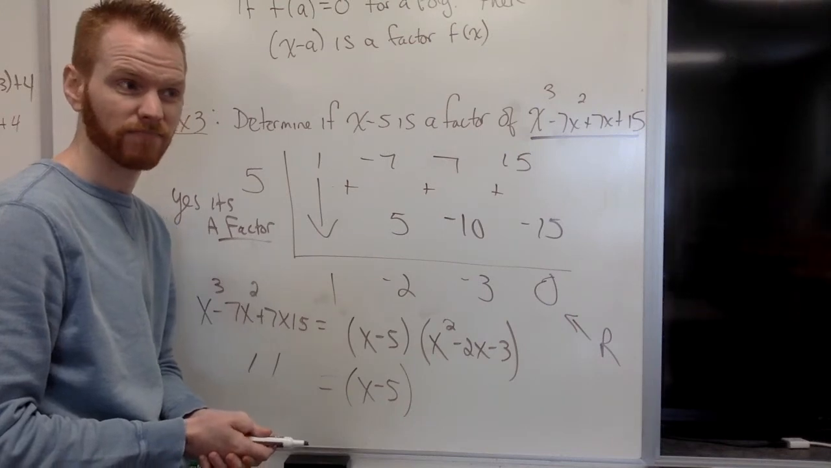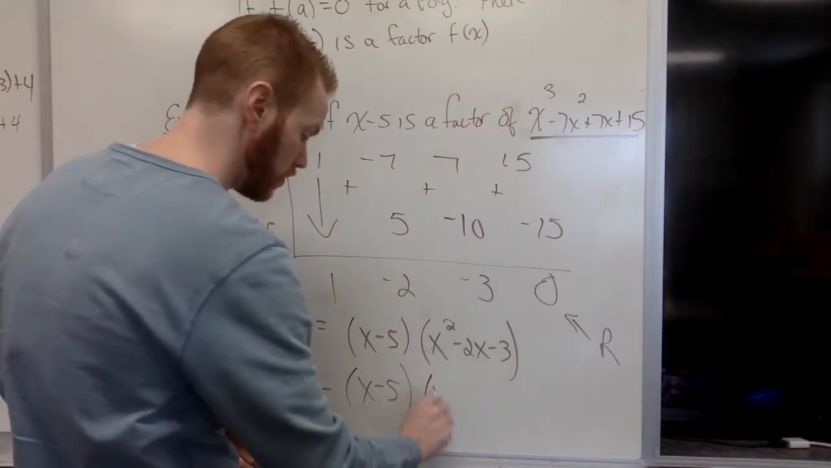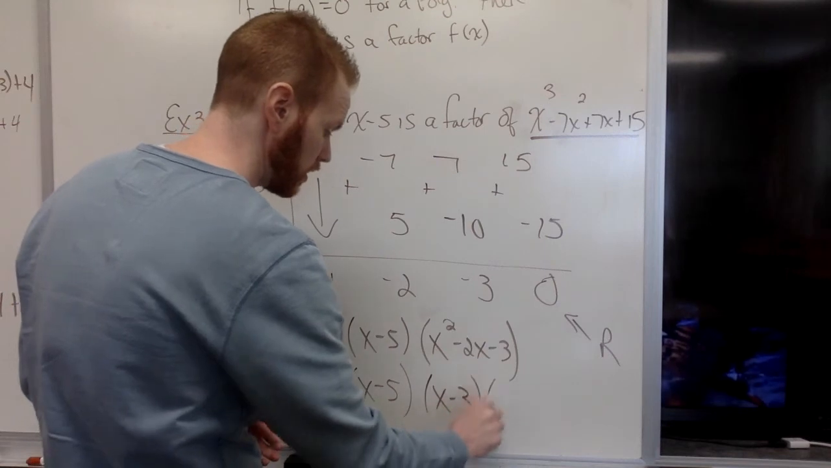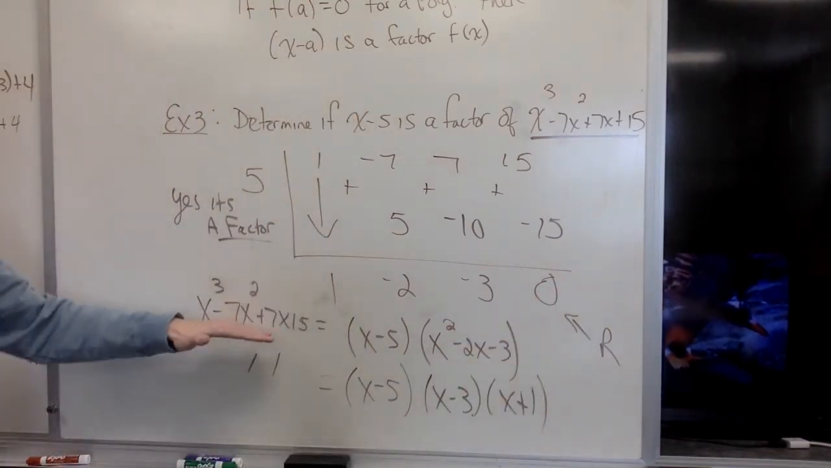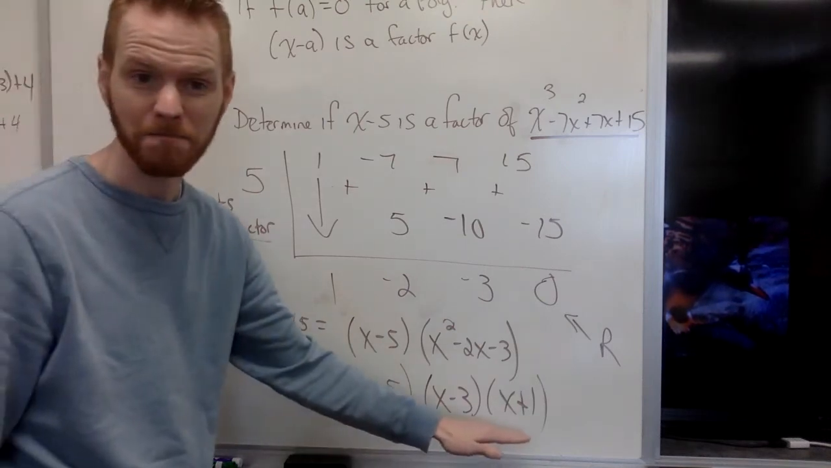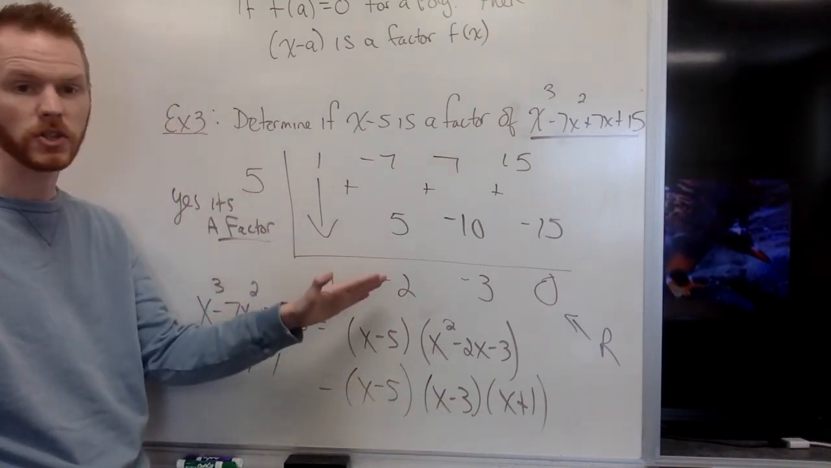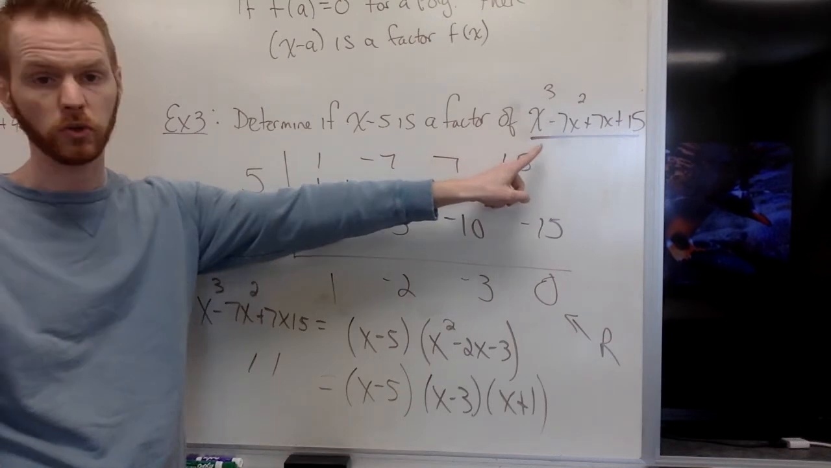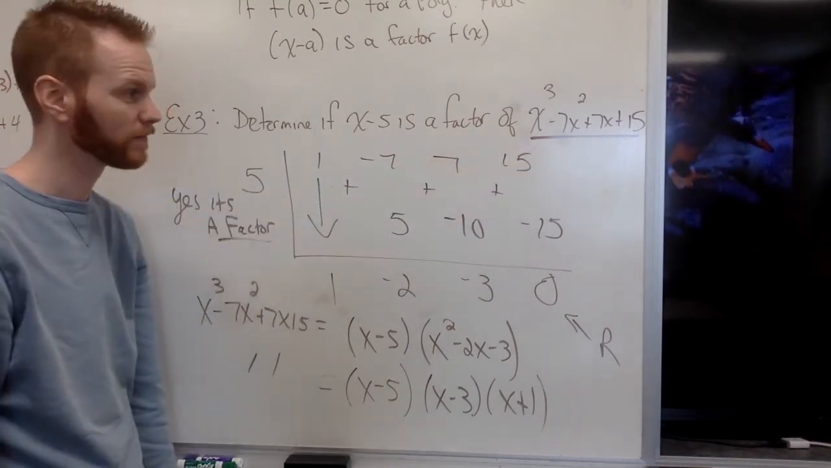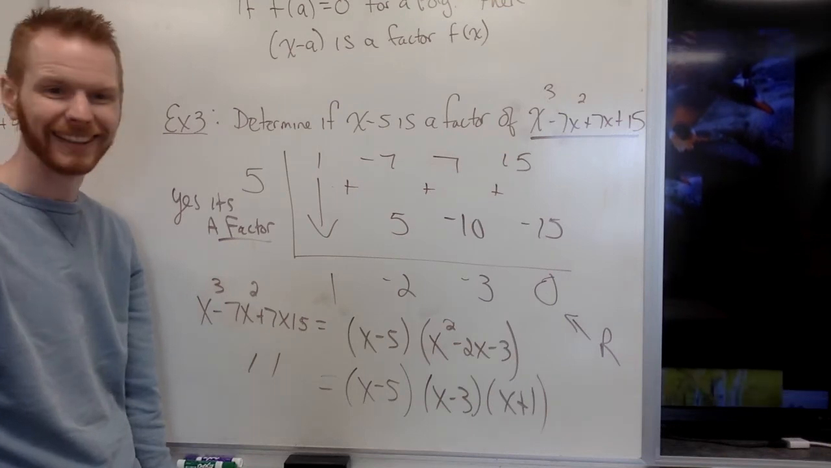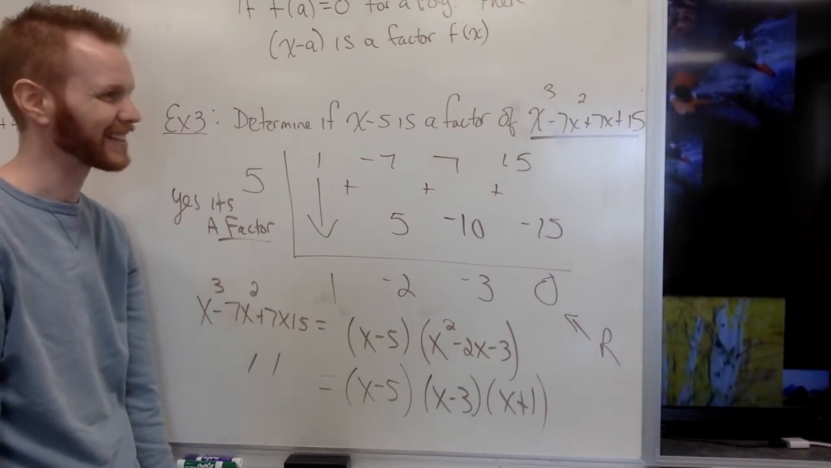-3 and +1, right? So this could be broken up to x minus 3, x plus 1. So here's this guy fully factored, okay? And we use a little bit of division just to confirm if this is truly what this guy is, okay? So that's what we did. Pretty cool, huh? Really cool, actually.